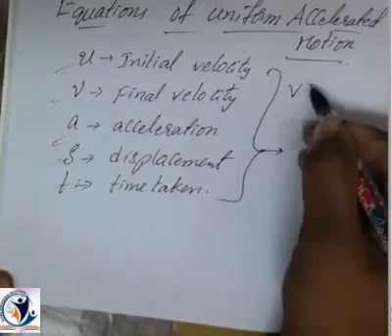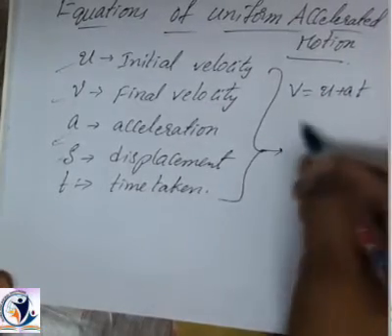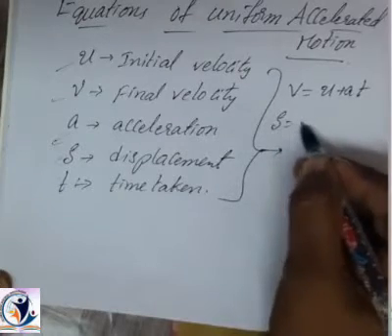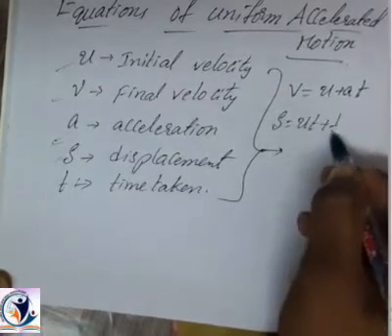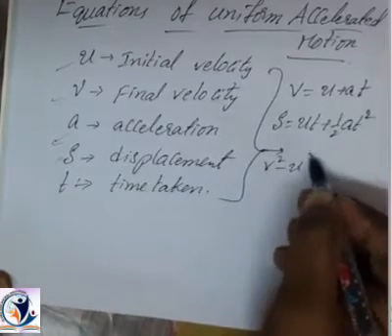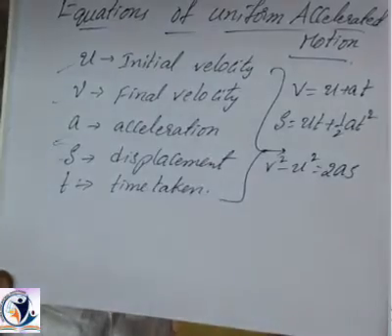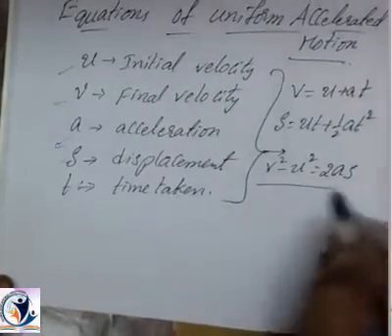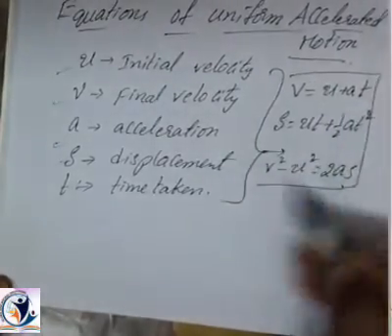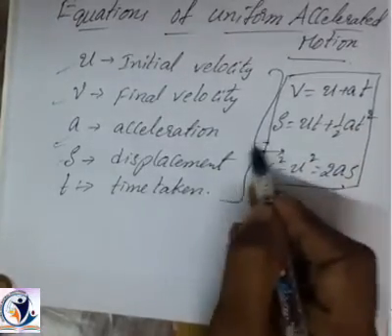We are going to solve the equations. The first equation is v equals u plus at, the second equation is s equals ut plus half at square, and the third equation is v square minus u square equals 2as. Now is it clear, children? So now we are going to solve these 3 equations of motion using the terms.